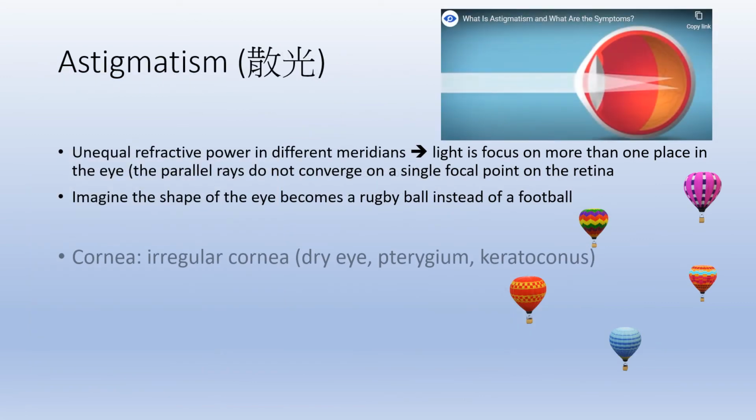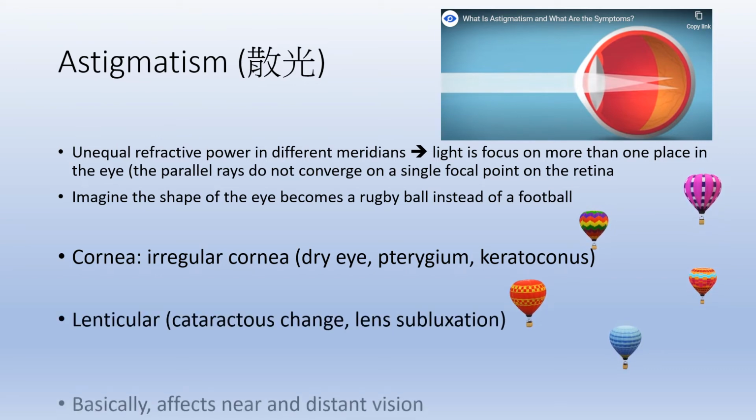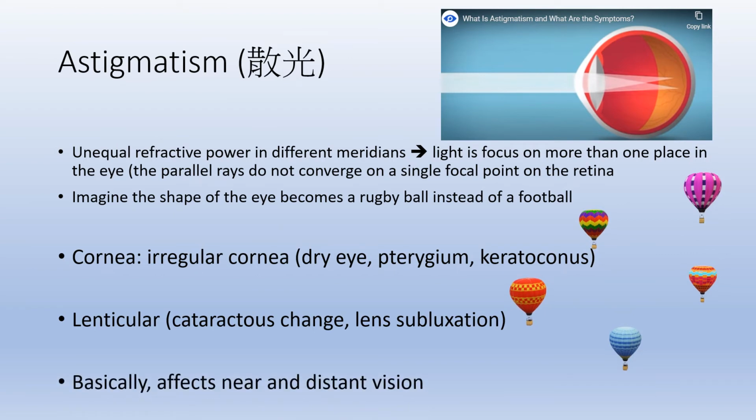Astigmatism could originate from the cornea in case of irregular cornea, such as dry eye, pterygium, and keratoconus, or as a result of lens problems, so in cataract and also in lens subluxation. So astigmatism affects both near and distant vision.